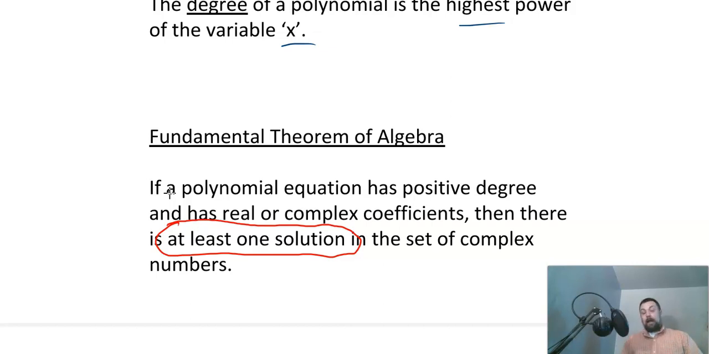So the way this impacts you is that you should never ever answer any of these problems where you're finding roots or zeros with no solution. The fundamental theorem of algebra tells us there's always at least one solution to all of these equations, all of these polynomials. Right? There's always at least one zero, there's always at least one root to every polynomial, as long as the degree is positive. As long as there's some variable there, there is a solution.